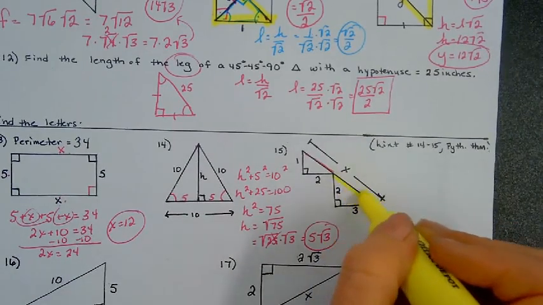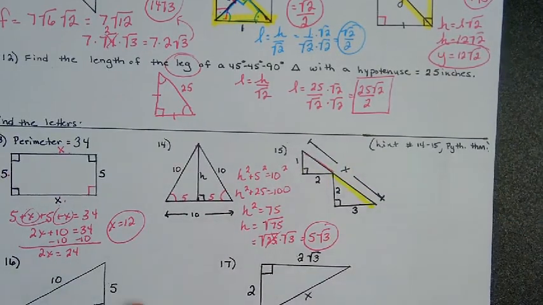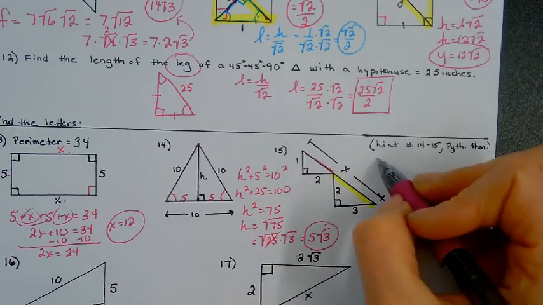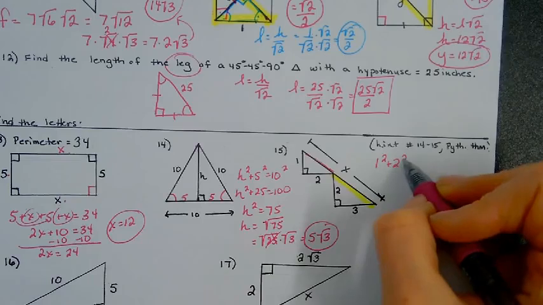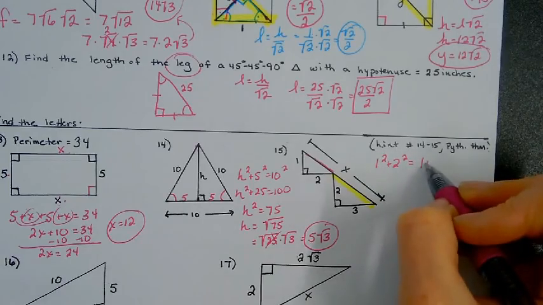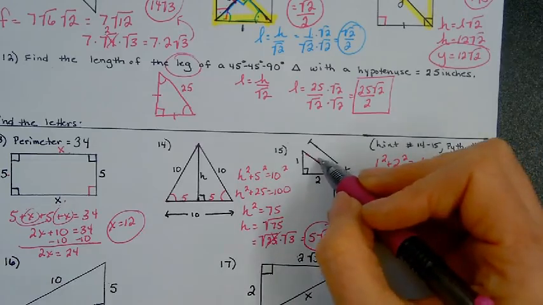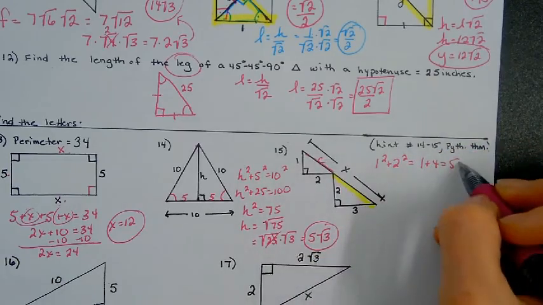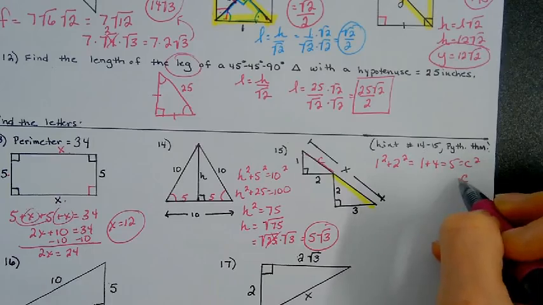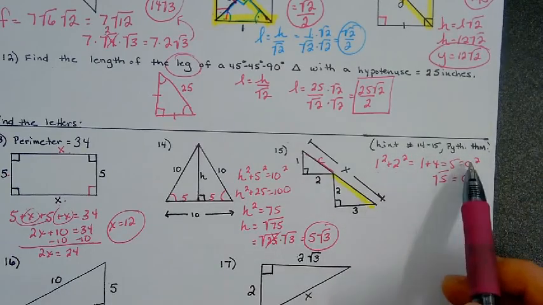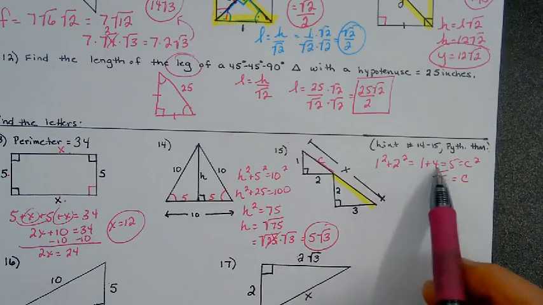the whole x. So to find this piece right here, we do 1 squared plus 2 squared. That equals 1 plus 4. That equals 5. And that's going to equal this piece right here. Let's call it c. So c equals the square root of 5. Right? 1 squared plus 2 squared equals c squared. So 1 plus 4 is 5. There we go. This is square root of 5.